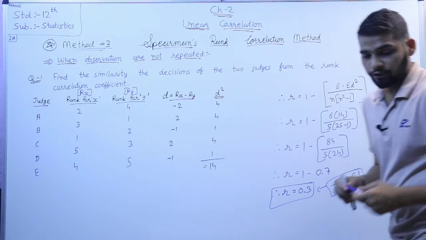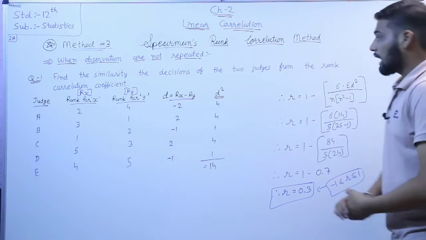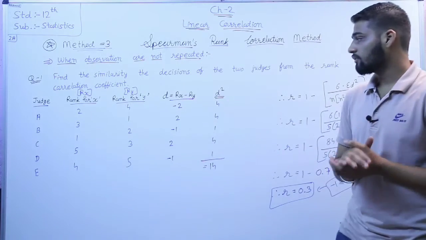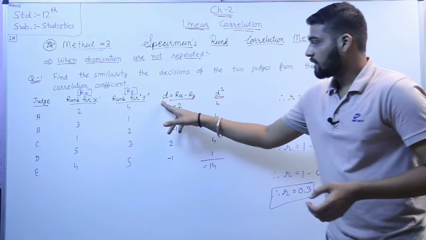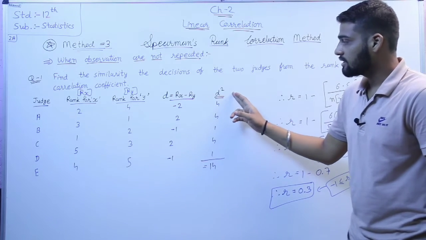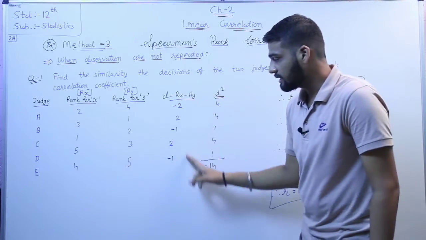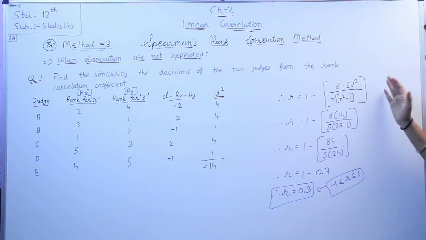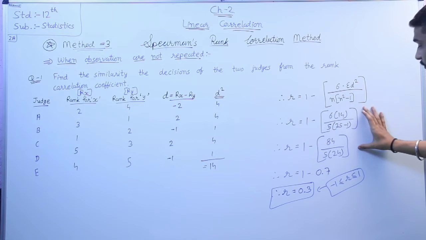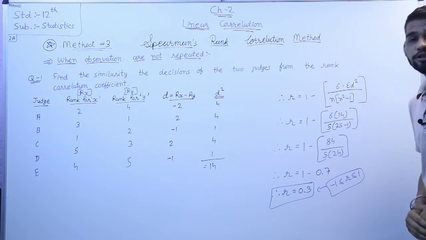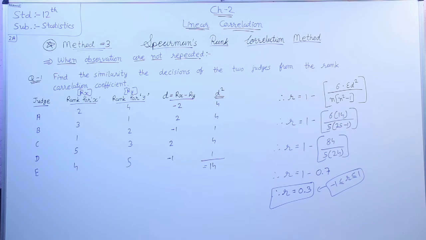So students, did you get how to find R by the method of Spearman rank correlation? First of all, we find the column of D is equal to Rx minus Ry. Then we find the D square column on the basis of the D column. Then these values are put in this formula, and after simplifying we get the answer R is equal to 0.3. Okay students, so please note down this sum in your notebook.